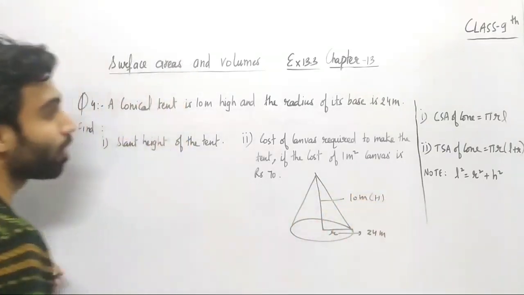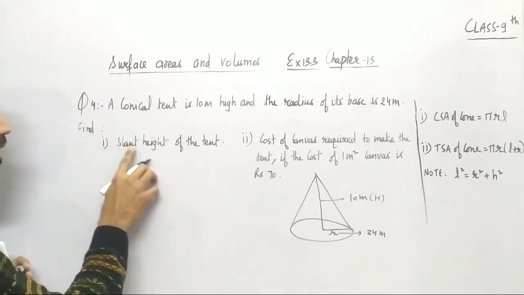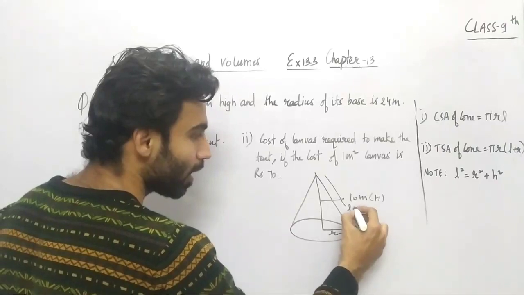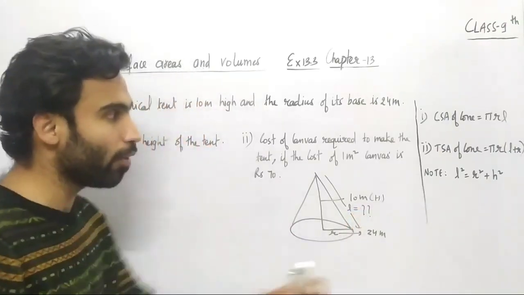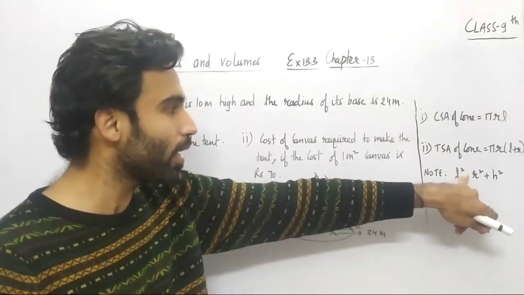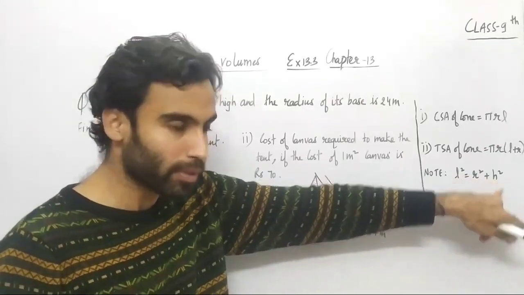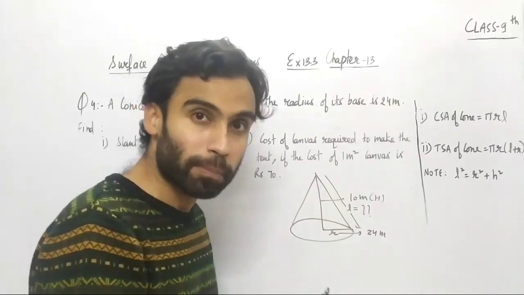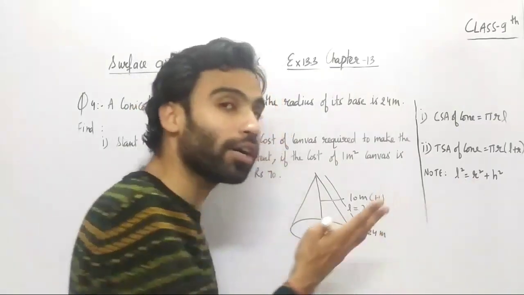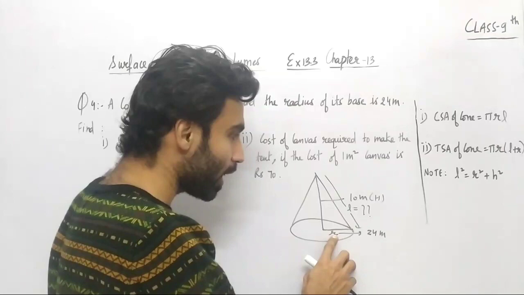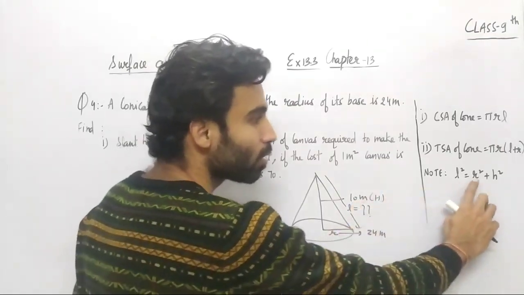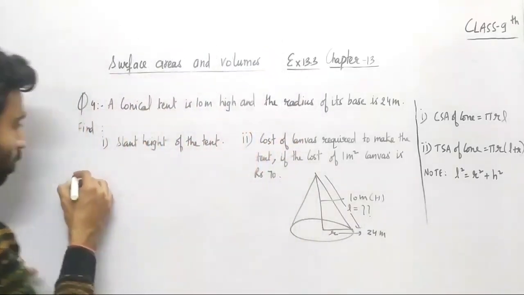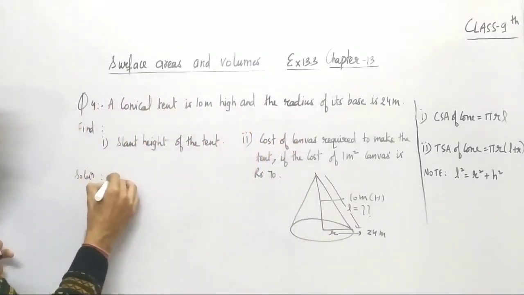So this is the height. Now we have to find out in the first part the slant height of the tent, right? So we know that this is the slant height and this is what we have to find out. Now if you remember the relation here, L square is equal to R square plus H square. I told you that if any one of the three is missing, we can simply find it out by substituting the other two. Here I know the radius and height, so if I put the radius and height here, the slant height can be calculated. So let us move on with the solution of the first part.